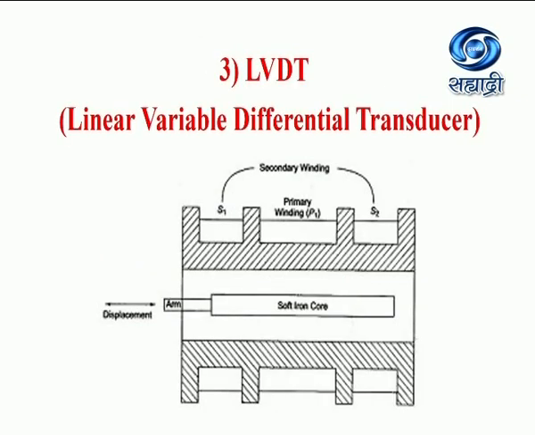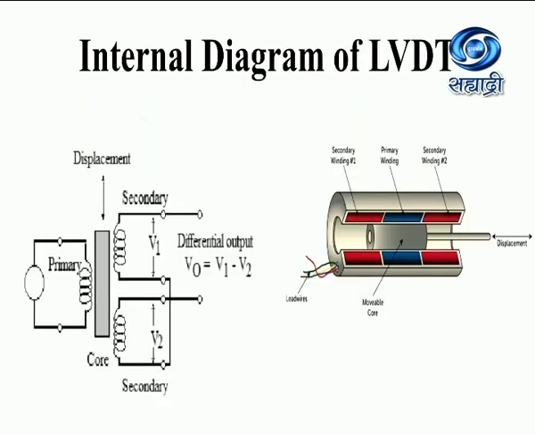The third type of transducer is the LVDT. LVDT means linear variable differential transformer. This transducer is basically a differential transducer, also called a displacement transducer, where two secondary coils with one primary coil are used. This is the internal diagram of the LVDT.